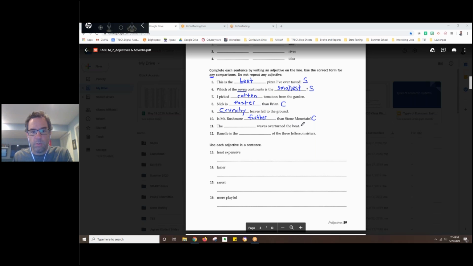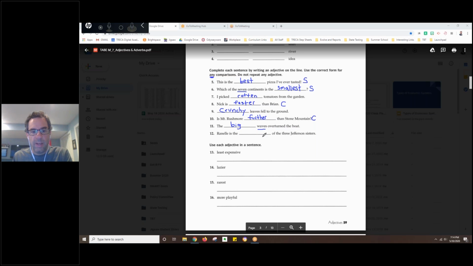The blank waves overturned the boat. For this one, again, there's no comparison. We're just describing waves. How about just something pretty easy? The big waves. As long as you're picking a word that's describing waves, you'll be fine. It can be big waves or fast waves. It doesn't have to be anything difficult. It can be something easy. The stormy waves, something like that. Some word like green, the blue waves, something describing waves.